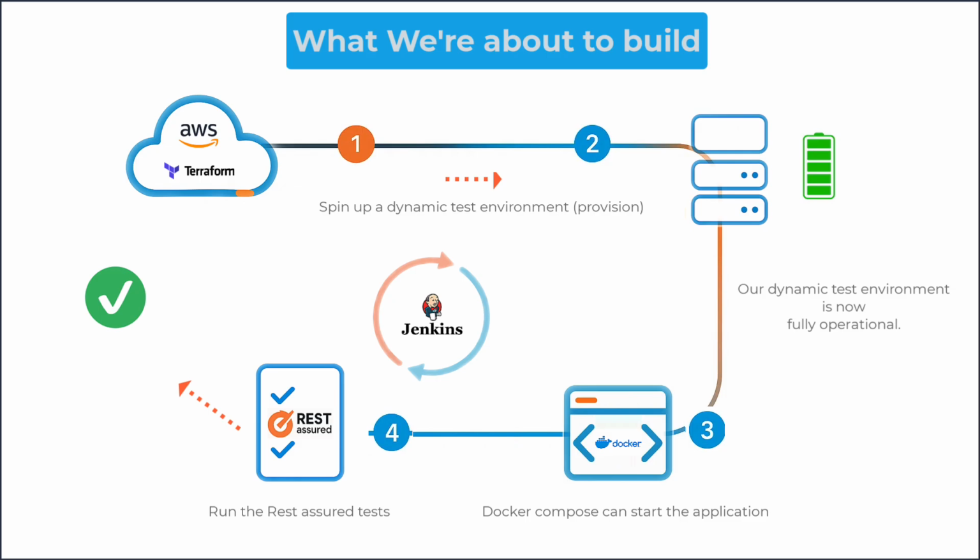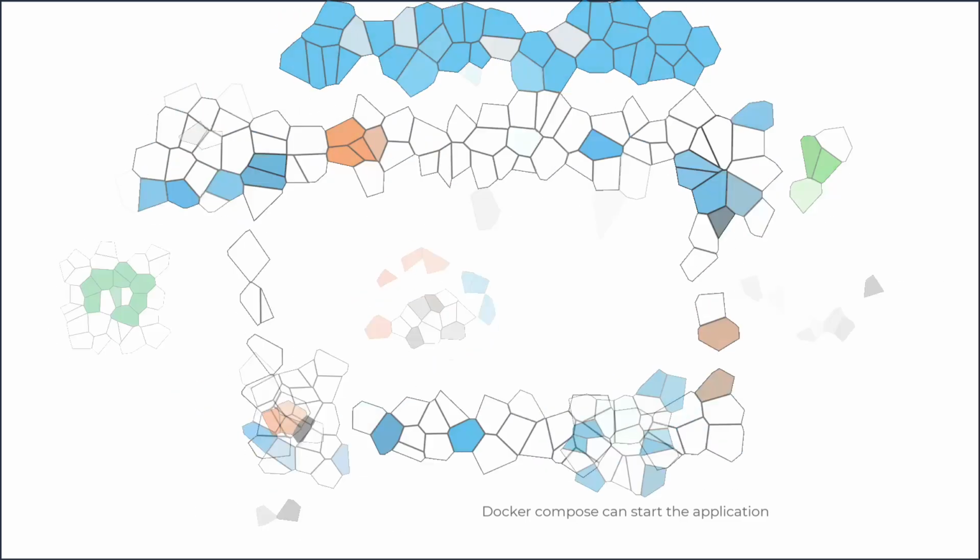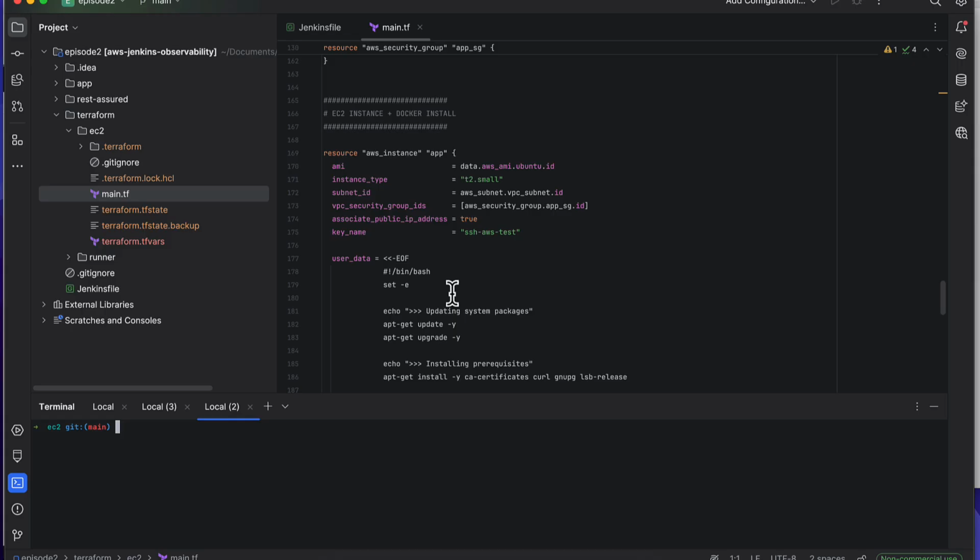By the end of this video, QA won't just run tests, we are taking full control of the entire pipeline. So, now the concept is clear, let's see how each piece actually works before we all connect it in Jenkins.